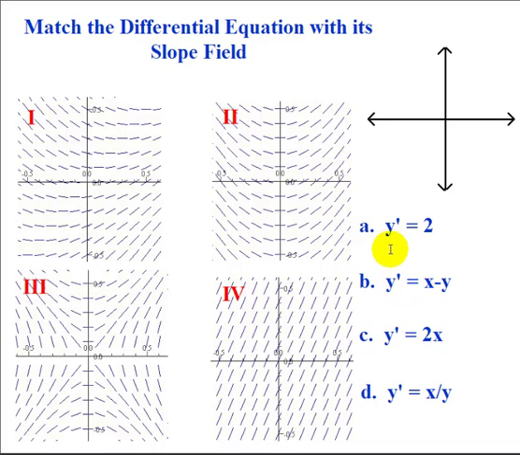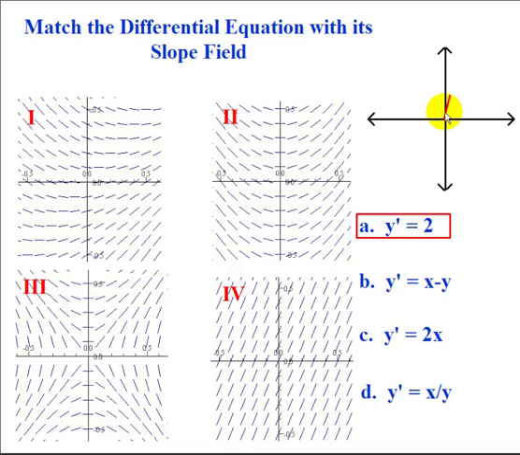Let's start with equation A, y prime equals 2. What I'm going to do is graph at least a few of the little slope lines for this differential equation. So first, if I look at when y is positive and x is 0, it doesn't matter. Y prime is 2, which means the slope will be about 2. So I plot that little point here with a little slope line of slope about 2.